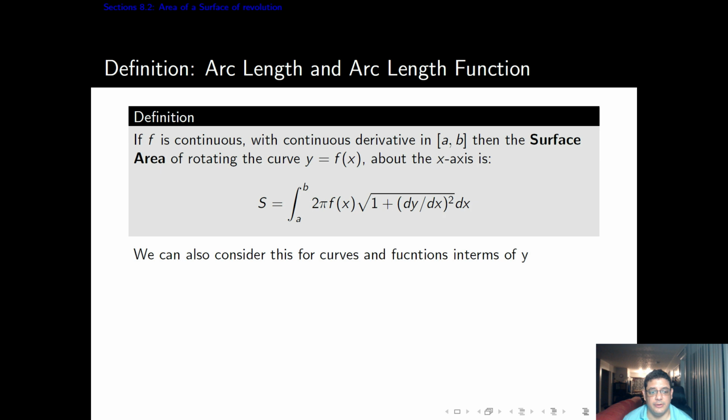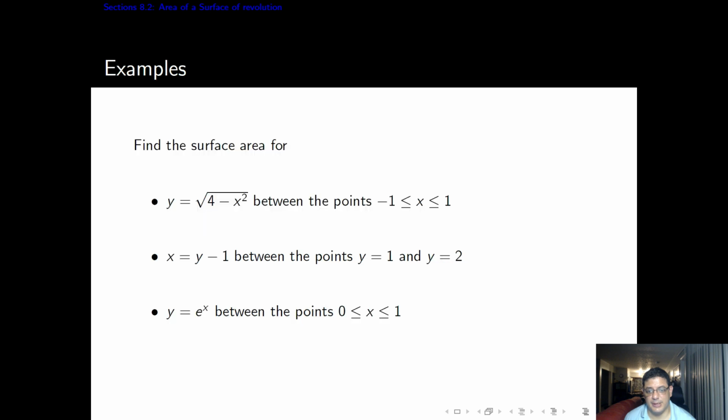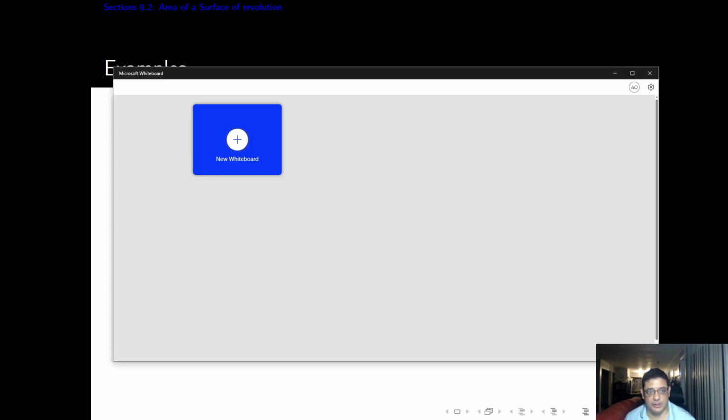Now the curves can also be considered in terms of y. What this means is that we're not going to rotate around the x-axis, but instead around the y-axis. The only change is that we're going to have a curve that is x in terms of g of y, and now we rotate around the y-axis. So the surface area is given by the integral from c to d, the interval in y, of 2 pi g of y times the square root of 1 plus dx/dy squared, since now x is in terms of y. And then we find the surface area for this. Now let's see some examples of calculations with this.